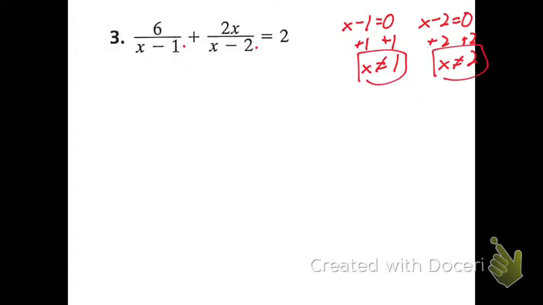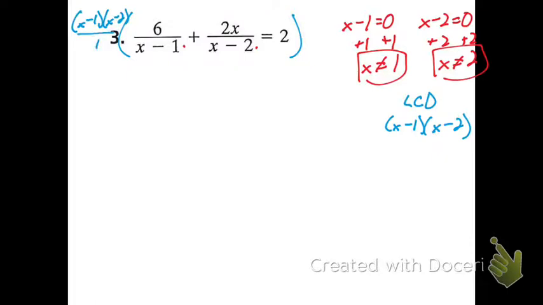Great. Now, to clear out these fractions, I have to multiply through by the least common denominator. The least common denominator is going to have an x minus 1. It's also going to have an x minus 2. So that's what we need to multiply through by. X minus 1 and x minus 2. And if you want to think of it as a fraction over 1, go ahead. So this will be 6.